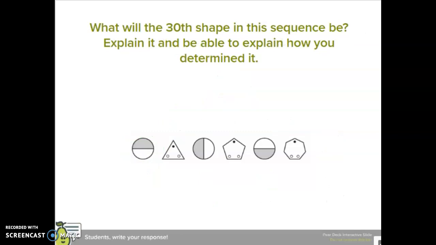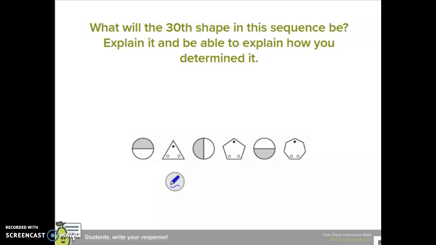All right, now that you maybe have some ideas, what would the 30th shape be? I want you to be able to draw it or explain it. If you think it's too complicated, please pause the video to determine what the 30th shape would be.